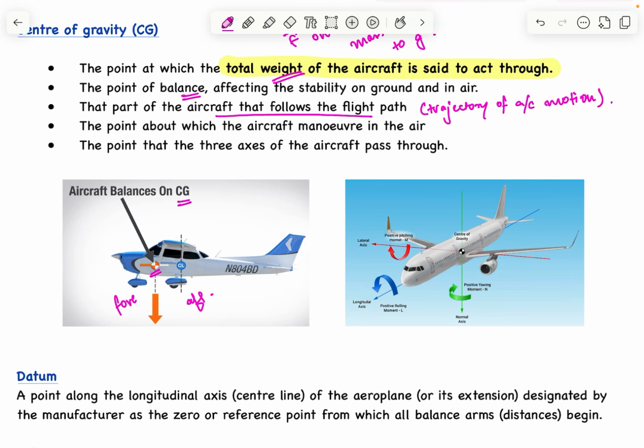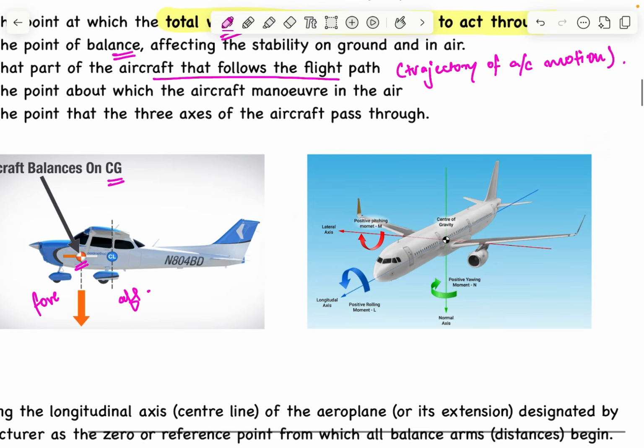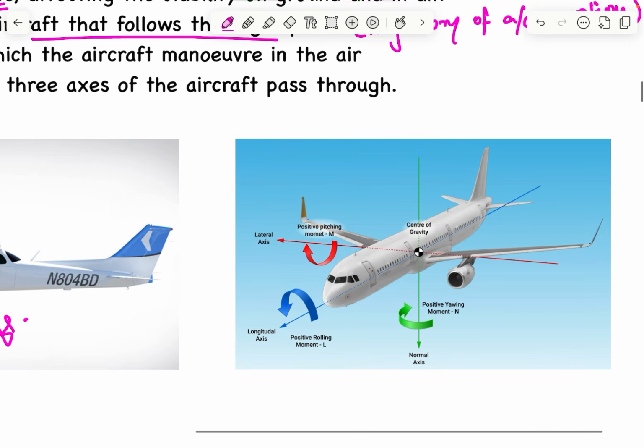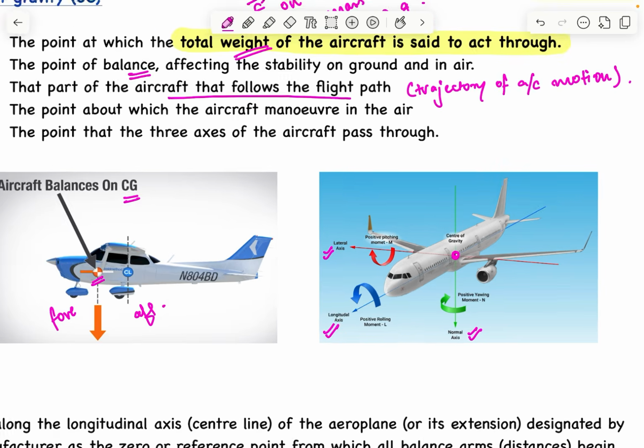It is that point about which the aircraft maneuvers in the air. And it is the point through which the three axes of the aircraft pass through. If you can look at this picture, the three axes, the longitudinal axis, the normal axis and the lateral axis, they meet at the common point which is referred to as the center of gravity.